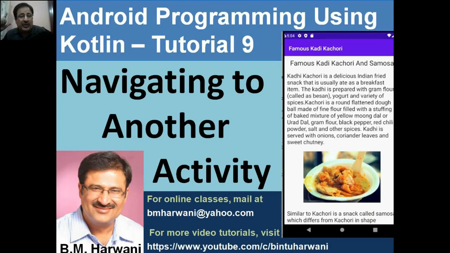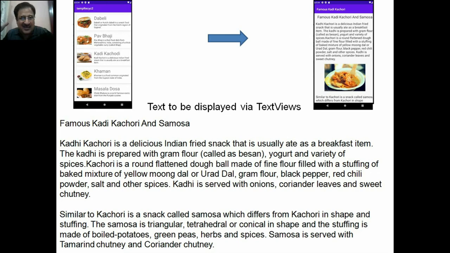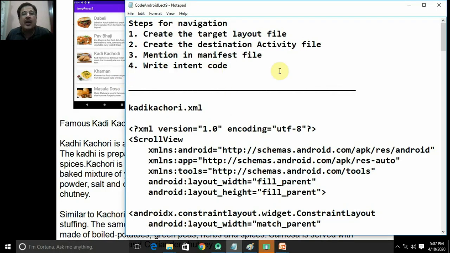Let's start. In this lecture, we learn how to navigate from one activity, that is from one screen, to another. In the last lecture, that is the 8th lecture, we learned how to display certain street foods through a recycler view. In this lecture, if anybody clicks on any of the street foods, it will navigate to another screen which will display certain details of that food item. There are certain steps for doing so. These are the steps that we have to follow to create a navigation.